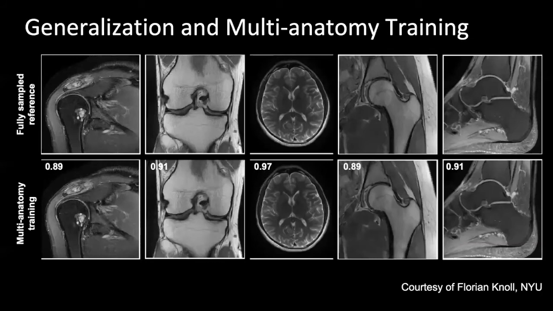They also showed that this can generalize to different body parts, so that if you train on a knee, you can actually do a pretty good job predicting brain images as well, which is obviously important because we do lots of different kinds of MR studies.